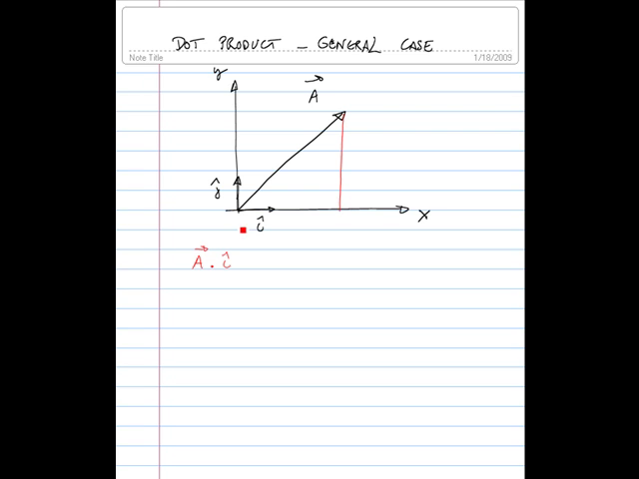So this must be by definition A, which is the magnitude of vector A, times 1, which is the magnitude of my unit vector i, times cosine of the angle. Therefore, A dot i is A cosine theta. And this is a scalar. This is this distance right here.